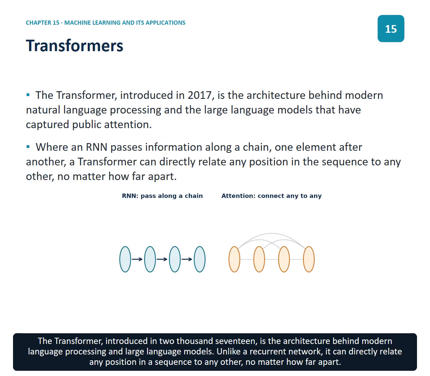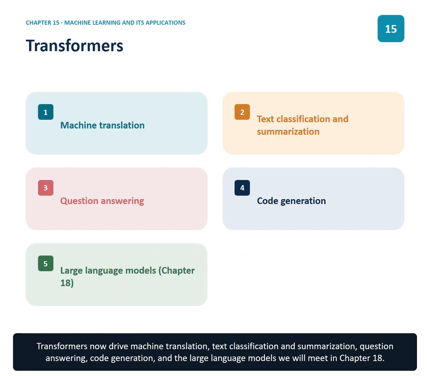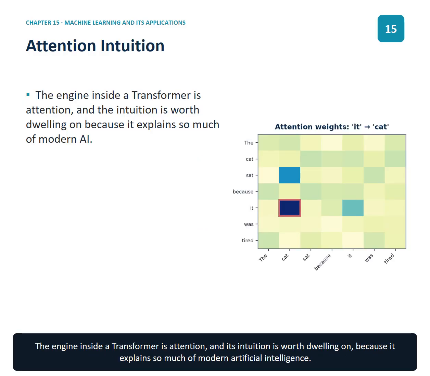The transformer, introduced in 2017, is the architecture behind modern language processing and large language models. Unlike a recurrent network, it can directly relate any position in a sequence to any other, no matter how far apart. Transformers now drive machine translation, text classification and summarization, question answering, code generation, and the large language models we will meet in Chapter 18. The engine inside a transformer is attention, and its intuition is worth dwelling on because it explains so much of modern artificial intelligence.